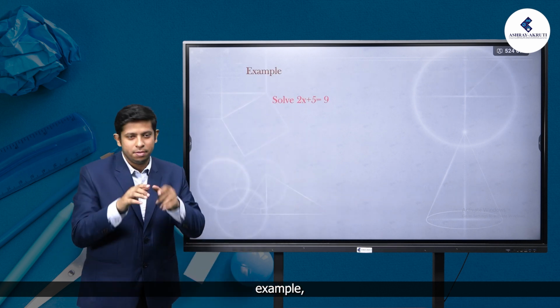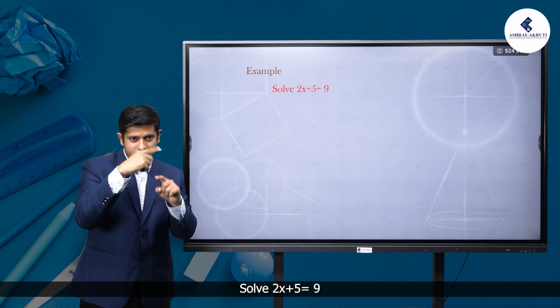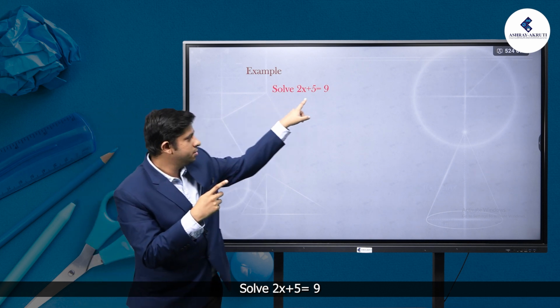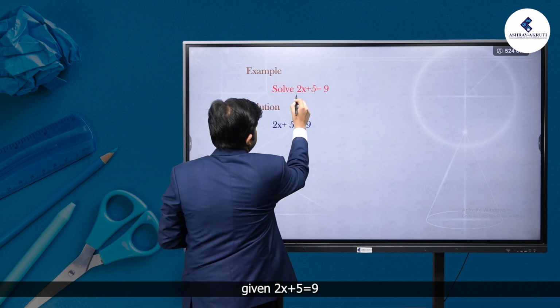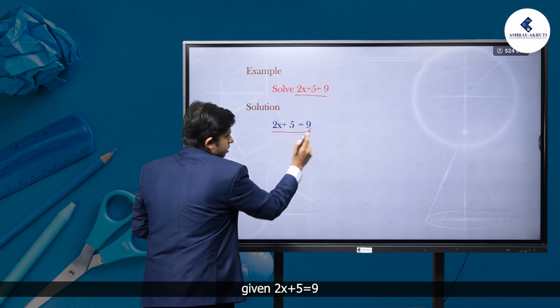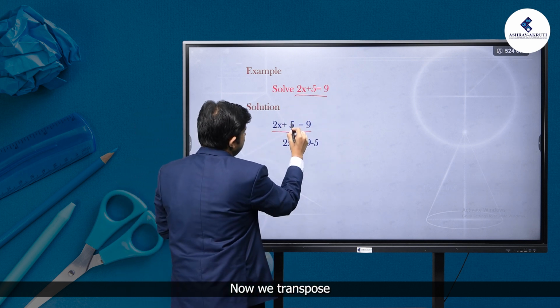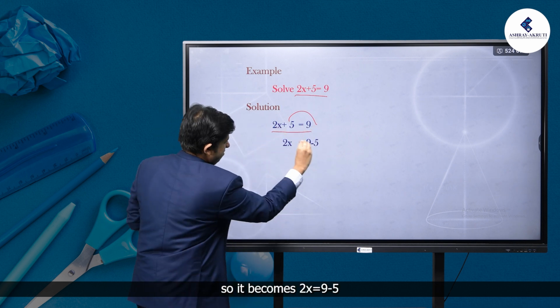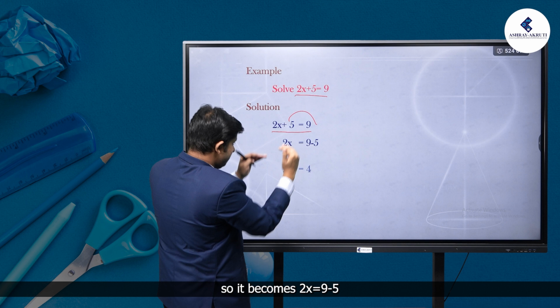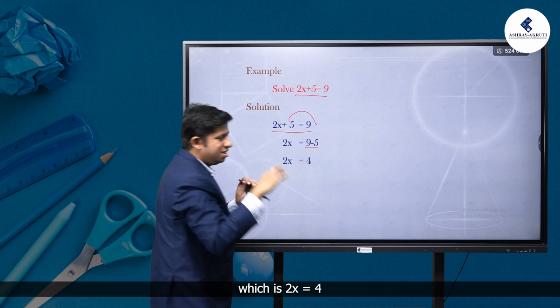Example: solve 2x plus 5 is equals to 9. Solution: given 2x plus 5 is equal to 9, now we transpose 5 to the right hand side. So it becomes 2x is equals to 9 minus 5, which is 2x equals to 4.